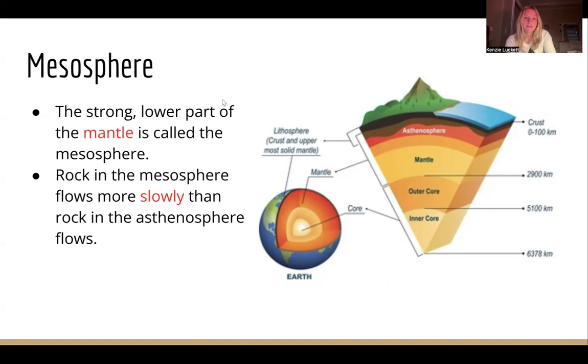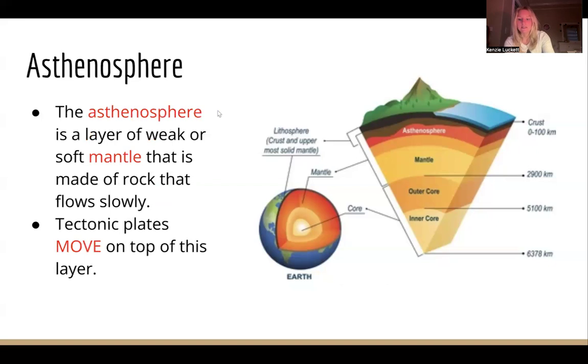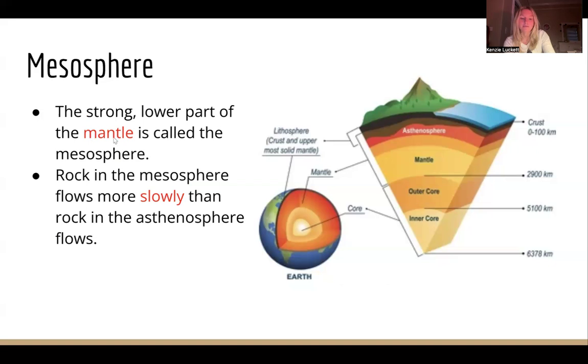All right, the mesosphere. This is the strong lower part of the mantle, and rock in the mesosphere flows more slowly than the rock in the asthenosphere. So, that's the difference between these. We have in the asthenosphere faster moving mantle. It's moving pretty slowly, but it moves faster than the mesosphere. So we still have convection currents in the mesosphere. They're just not as fast and strong.